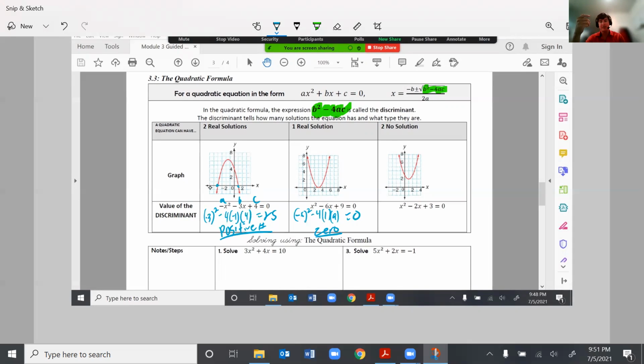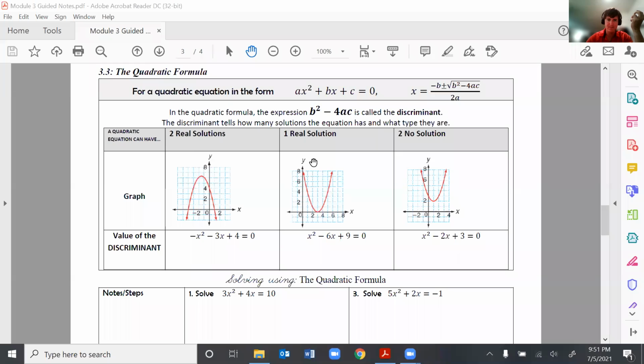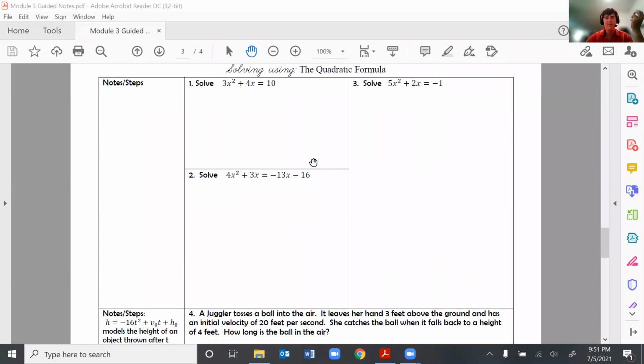And sometimes there's no solution. It doesn't cross the graph at all. You'll see here negative 2 squared minus 4 times 1 times 3. And then 4 minus 12 is negative 8. So that's a negative number, and you can't take the square root of a negative, because we're just looking under the square root. So positive is 2 solutions, 0 is 1 solution, and negative has no solution. That just helps us figure out what number of solutions we have.